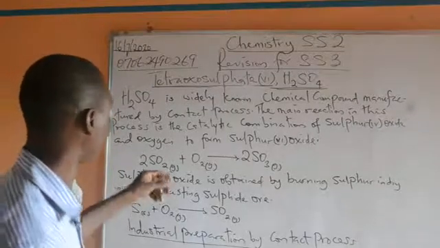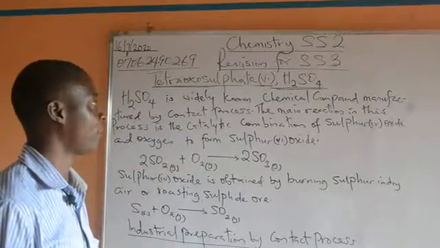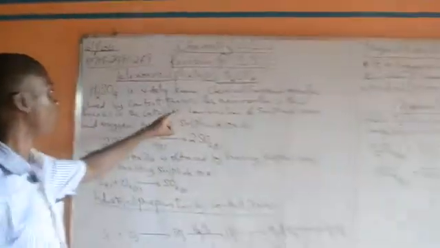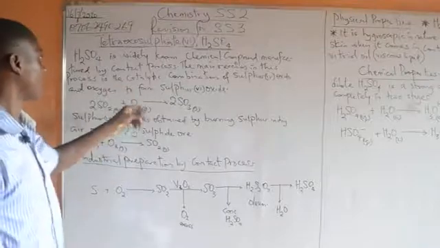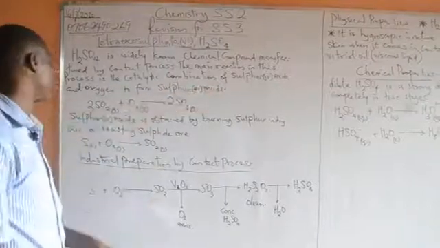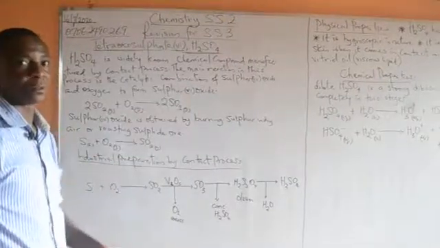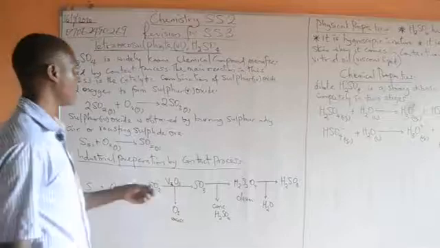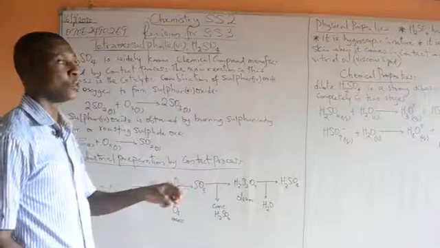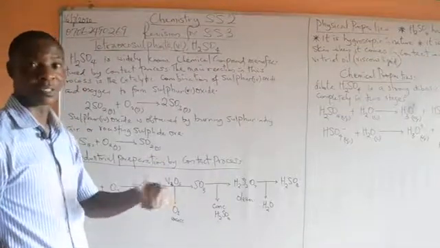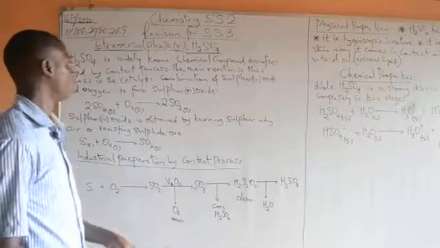And it is actually manufactured by what? Contact process. The main reaction in this contact process is the catalytic combination of sulfur 4 oxide and oxygen to form sulfur 6 oxide. Which simply means that the industrial preparation of sulfur 6 oxide, leading to the final product, tetraoxosulphate 6-oxide, is through the contact process.